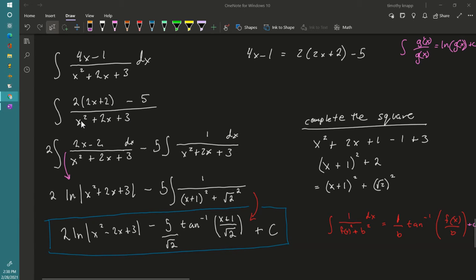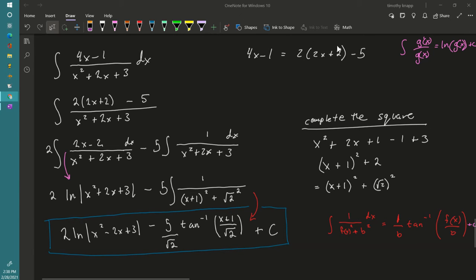So first I'll take the derivative of its denominator, and it's 2x plus 2. All right, so the derivative of the denominator is 2x plus 2. So what I do is then I write that here, and I say, okay, now we need to somehow turn 2x plus 2 into 4x minus 1. So in order to do that, I need to multiply it by a 2. All right, so this is what this does. That way I've got 4x plus 4.